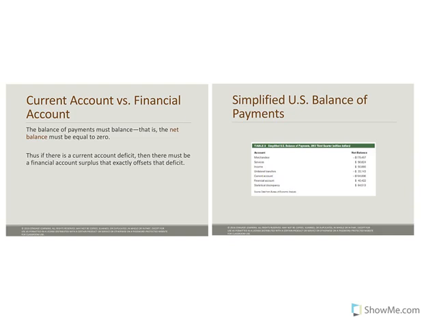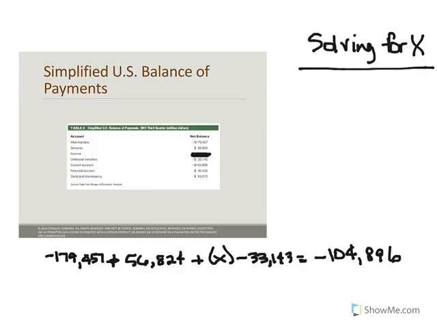So notice that if we add up the value of the financial account to the statistical discrepancy account, that gives us a positive $104,896,000,000, which will balance out the negative $104,896,000,000 that we have in our current account. So again, the net balance always has to be zero, and the way that we make that happen is by creating the statistical discrepancy account.